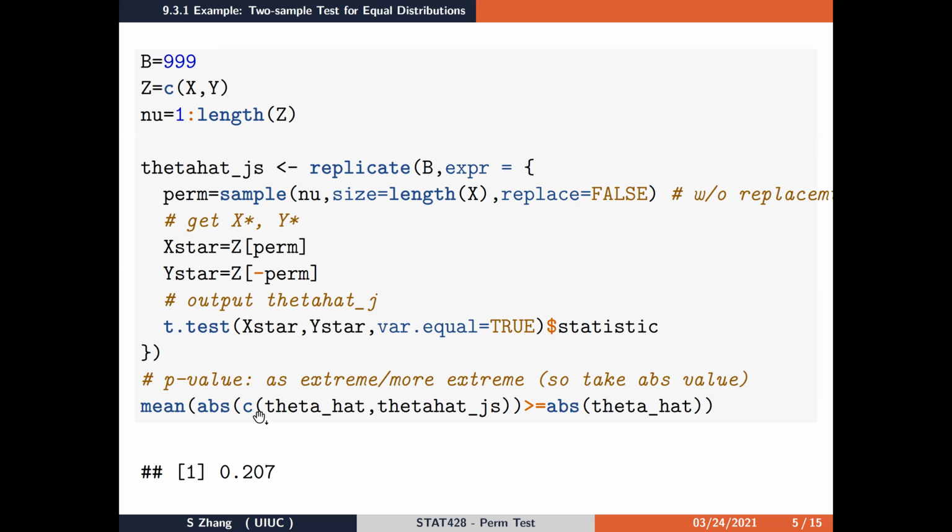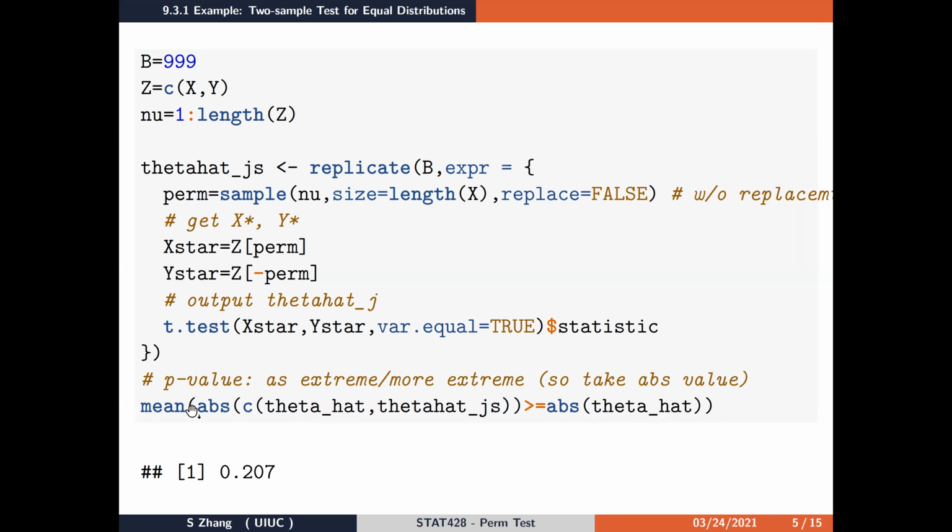So theta hat is one element, that's the observed one. And then theta hat j is the total of b theta hat j's that we have obtained from the total of b possible partitions. We'll evaluate whether the absolute value of this length 1000 vector, because we are concatenating one element together with the remaining 999, is greater than or equal to our absolute value of the observed value theta hat.